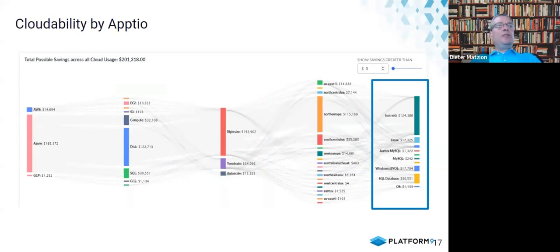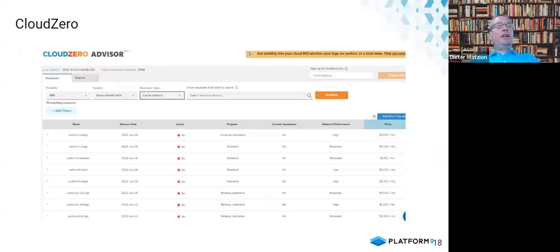Now let's look at a couple of other things here. We have Cloud Zero, which is another popular tool. And here's the user interface. And again, I'm going to walk us through this. For one thing here in the highlighted section, we see that there are resources being shown. You can also show regions.